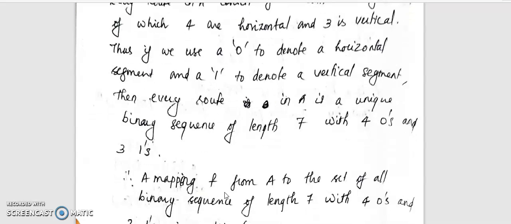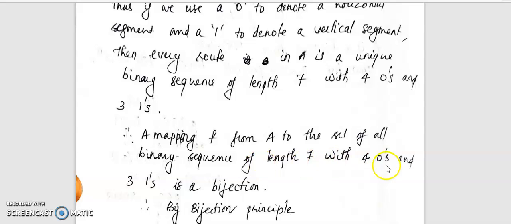So I'm mapping F from A to the set of all binary sequences of length 7 with 4 zeros and 3 ones, which is a bijection. And now we count the binary sequences of length 7 with 4 zeros and 3 ones.